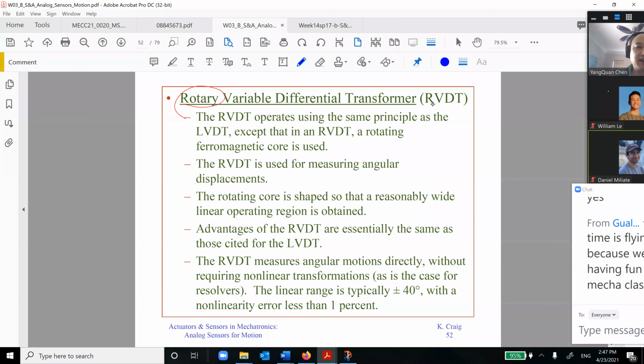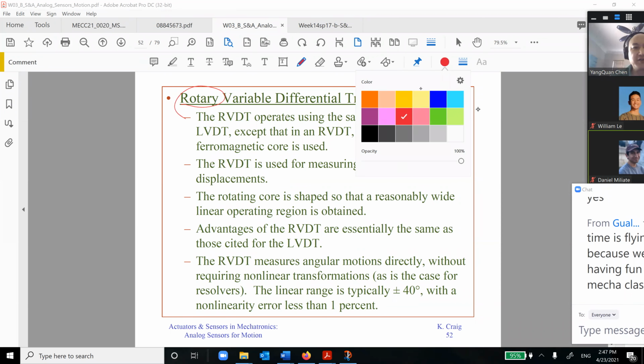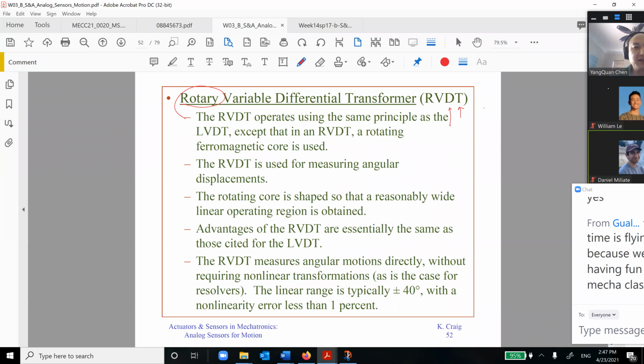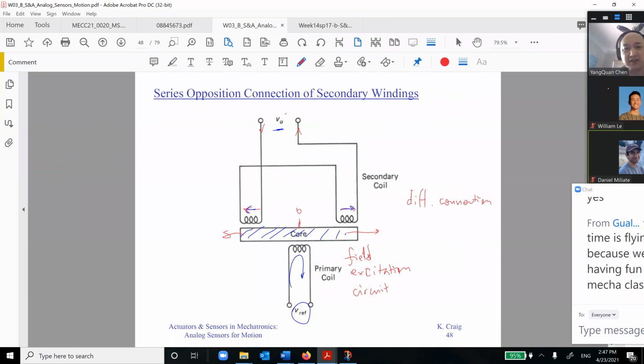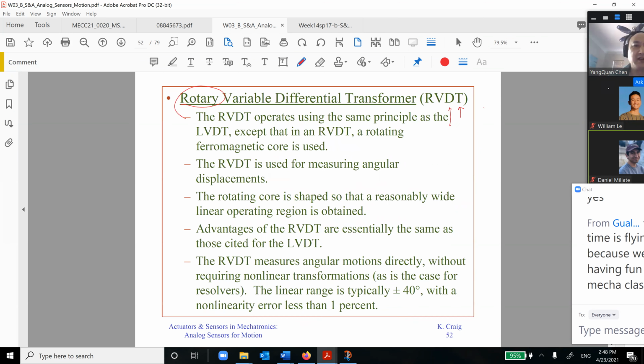Again, T stands for what? T stands for transformer. D stands for what? Differential. Why we say differential is because of this connection. This is a differential connection. V is variable, and L stands for linear. R is rotational, rotating or rotational.